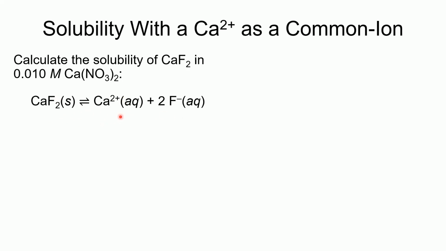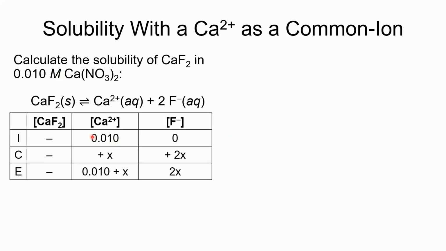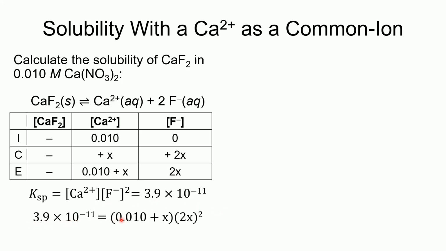Remember, when you're using the common ion effect, you write out the equilibrium for the weak electrolyte, and then the strong electrolyte is going to tell you what the initial value is for one of your ions. The ion here is calcium. It was 0.010, so 0.010 plus x, 0 plus 2x. We now have these values of x, and we're going to put that into this expression. So we'll have 3.9 times 10 to the negative 11 is equal to (0.010 plus x) times (2x) squared.